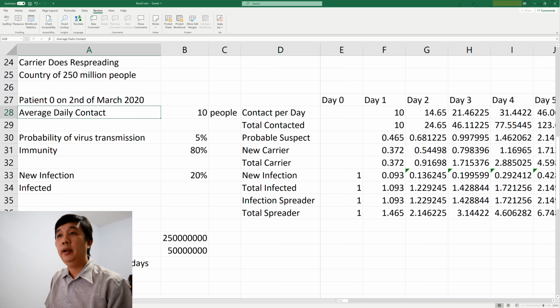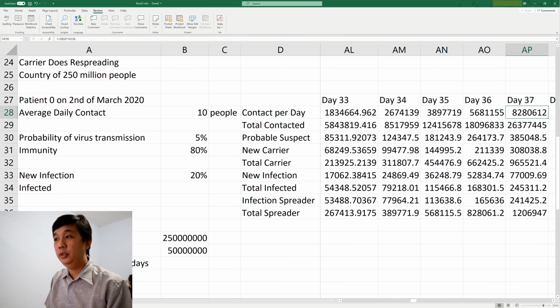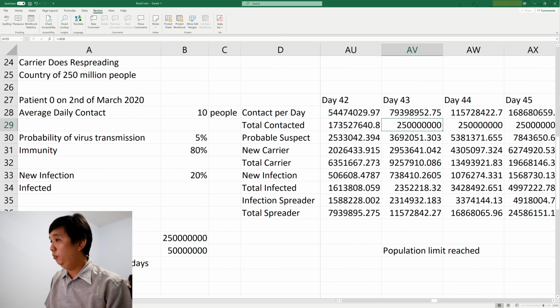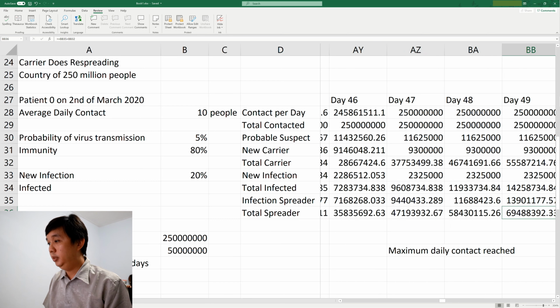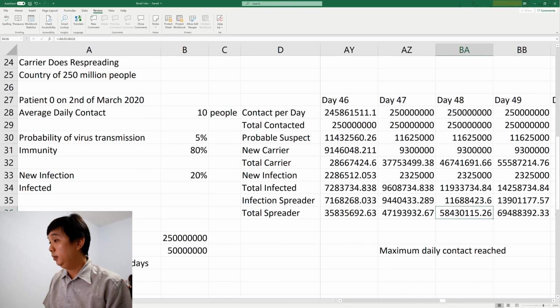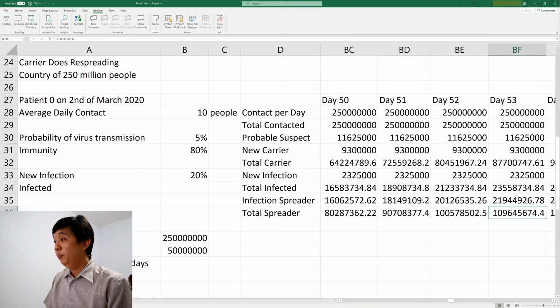Now, what if the carrier does respreading? Well, in the same country of 250 million, for this unknown country, we can see that from day 0 to day 43, things are about the same. We reach the population limit, where total number of infection spreader is reaching 2.3 million something, and total spreader is like 11 million something. But maximum daily contact will be reached by day 47. 250 million people are contacted with corona every day, which is not good, but yeah, that's high.